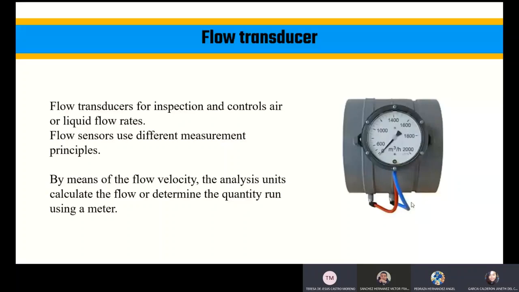I'm Teresa Castro, and I'm going to present the flow transducer. Flow transducers are used to measure air and liquid flow velocity, and they can also calculate the flow level or determine the amount of flow with a counter. The flow transducers use a manometric method, which allows use over a wide range of temperature and flow.